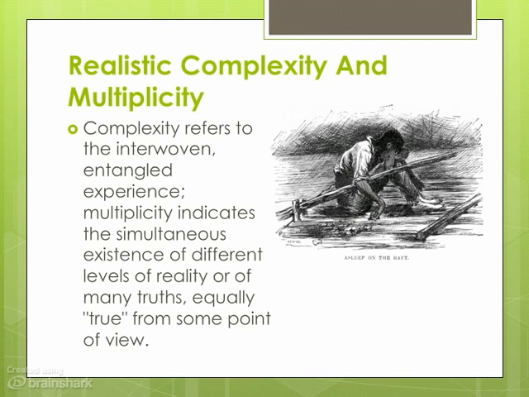A novel written in the realism style is rather complex. The complexity refers to the entangled, interwoven experiences of all the characters. There's this issue with multiplicity, where the existence of the characters is absolutely real, and there are many truths, but sometimes a truth can seem truthful or seem what is real to one person and seem absolutely unreal to another person, and this is where we get the multiplicity.